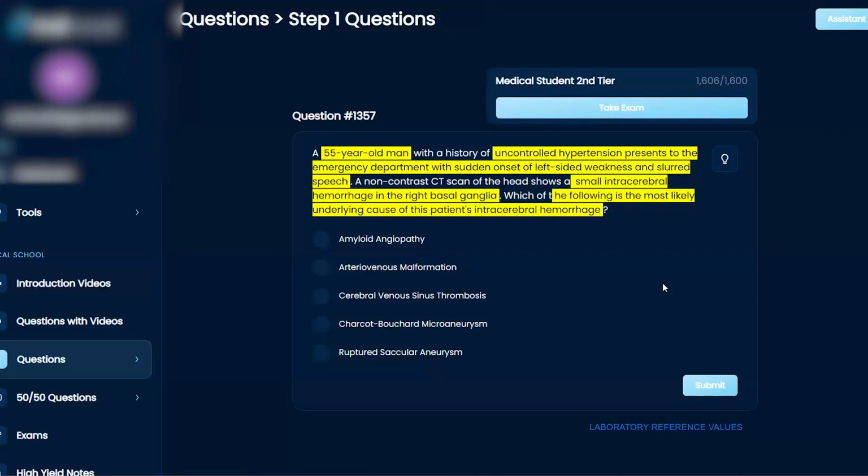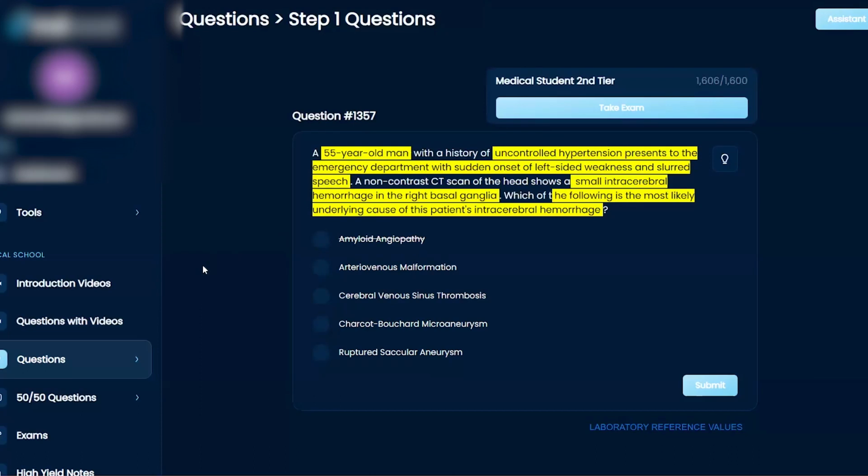Just based off of the word intracerebral hemorrhage, you're on the right track. So intracerebral means inside, right? So is this acute or chronic? It's acute, right? So you can cross out everything that's chronic. Amyloid angiopathy, is that acute or chronic usually? I think that's chronic. Yeah, chronic.